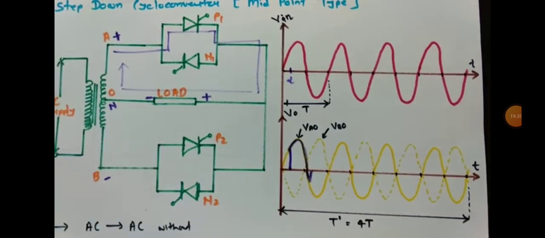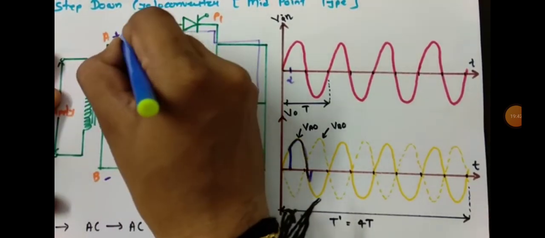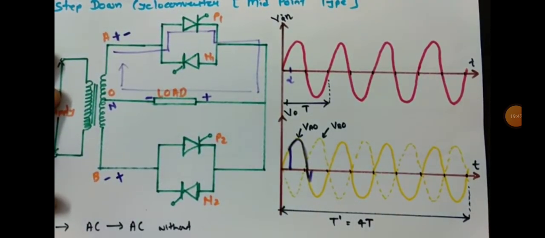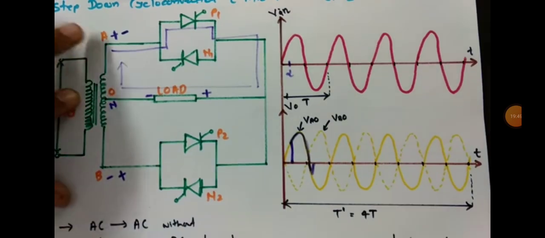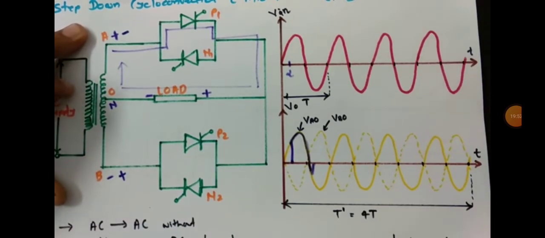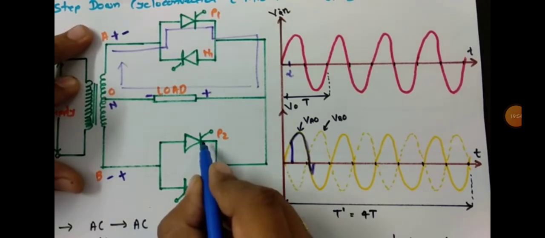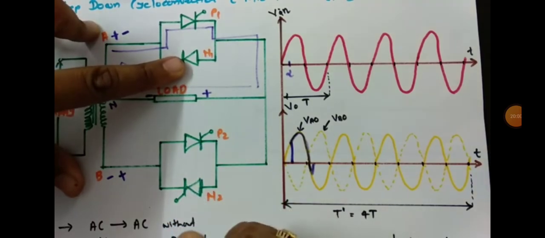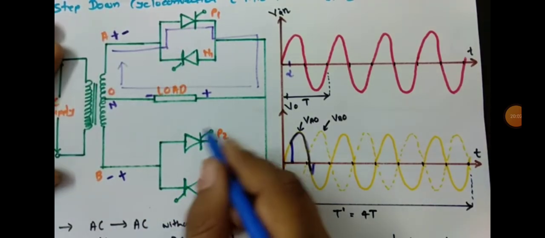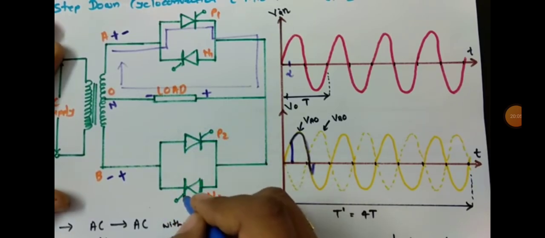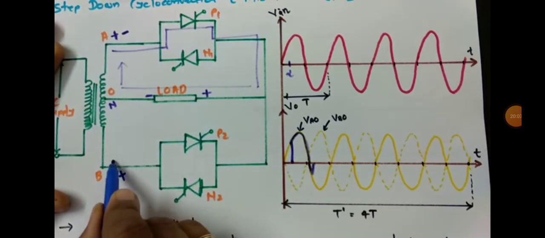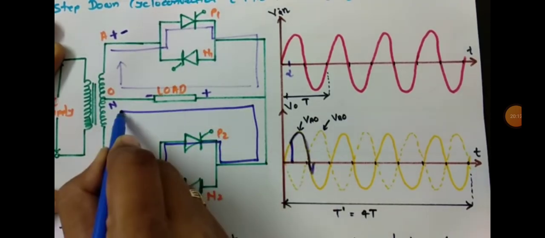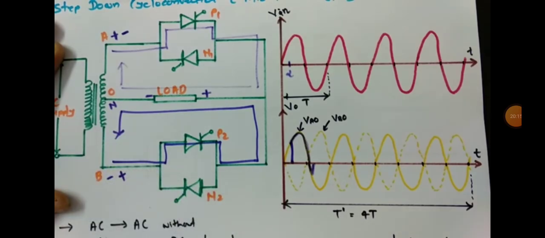Now during the negative half cycle, this terminal is negative with respect to this terminal, meaning B is positive with respect to A. So at that time, P2 will come in forward bias, and N1 will come in forward bias. But if we trigger P2 during this negative half cycle, the current will flow via P2 like this, and it will appear in this loop.